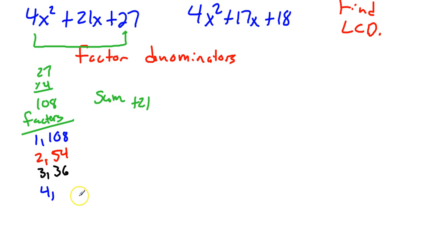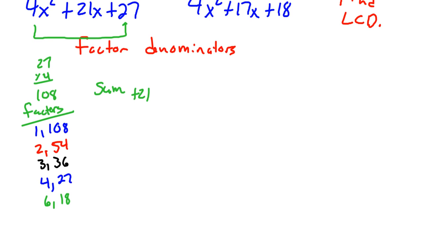4 and 27, still getting closer. 5 doesn't go. If we check 6, 6 will go 18 times, so it makes 24. We'll check 8. Let's see, does 8 go? 13 times 8 is 104, so 8 doesn't go.